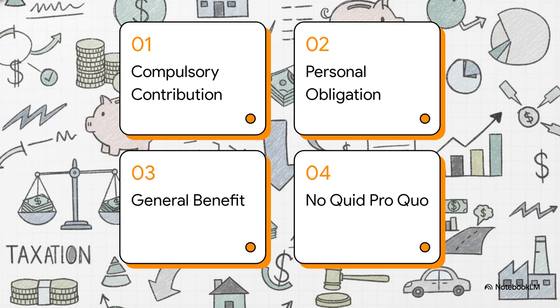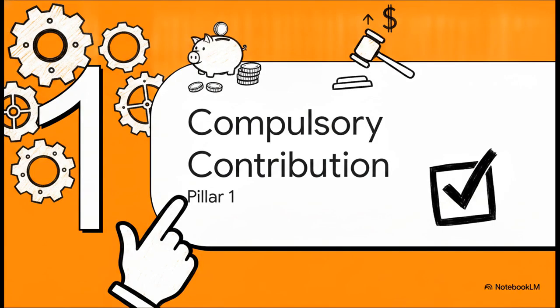To do that, we've got our four visual checkboxes for this explainer. 1. Compulsory contribution. 2. Personal obligation. 3. General benefit. And 4. No quid pro quo. These are the four load-bearing pillars that support the entire concept of taxation. And that brings us to Pillar 1, compulsory contribution.